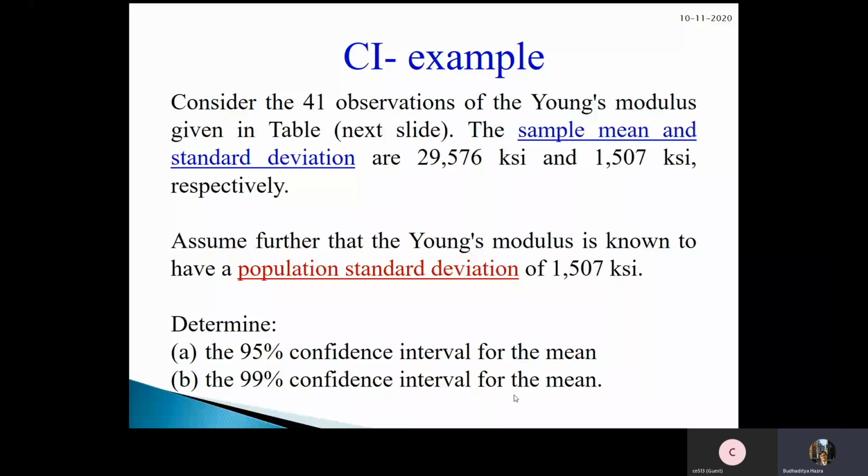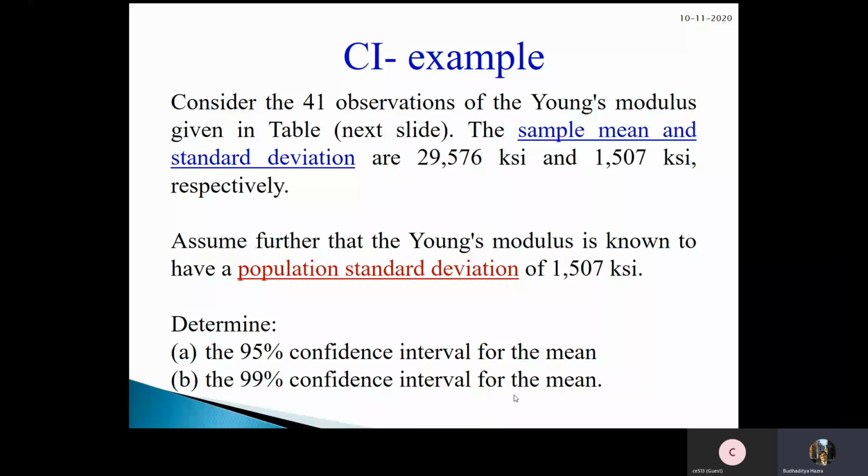So how do you find out the k alpha by 2? These are the quantiles, right? You can find them using the standard normal tables. So k alpha by 2 is equal to k 0.025, which is equal to phi inverse of 0.975, which is 1.96. Step 3 is applying the formula, that is sigma by square root of n.